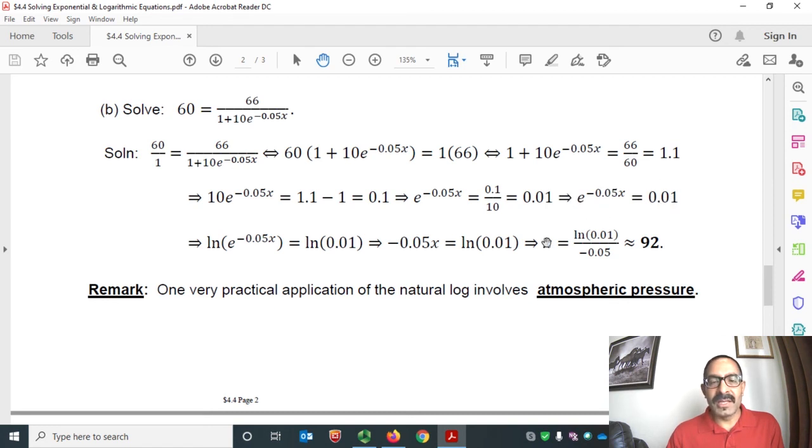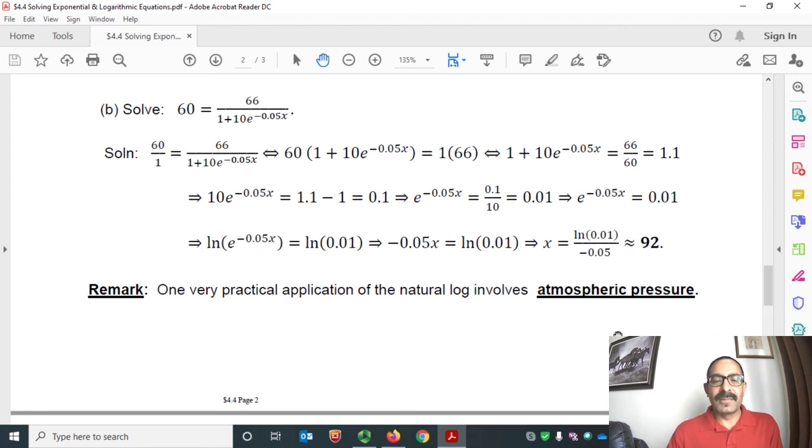So we take ln of both sides. So ln of e to the power negative 0.05x equals ln of 0.01. And on the left side, ln of e is 1, so simply negative 0.05x equals ln of 0.01. Then we divide both sides by negative 0.05. Using a calculator, it turns out to be approximately 92. I hope this algebra makes sense to you all. Please do it yourself and try to understand the algebra here.